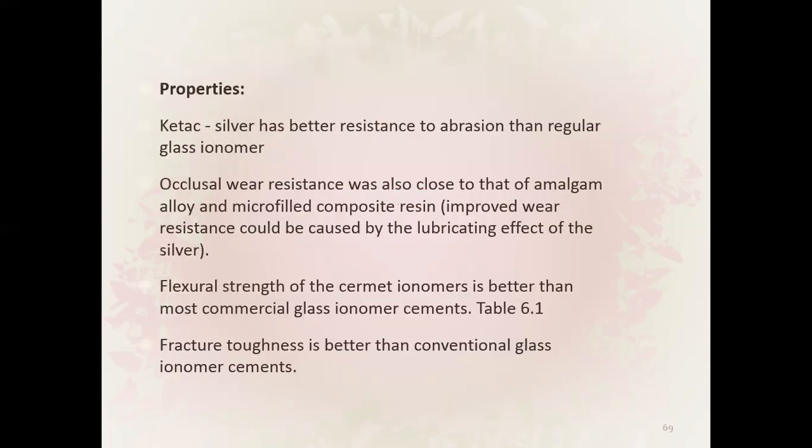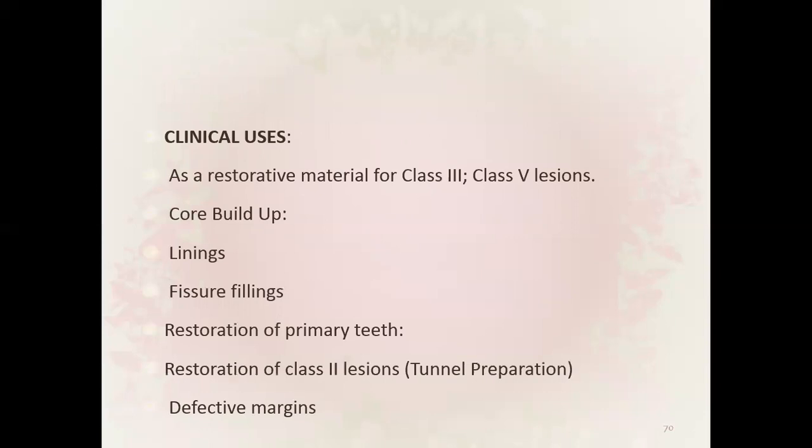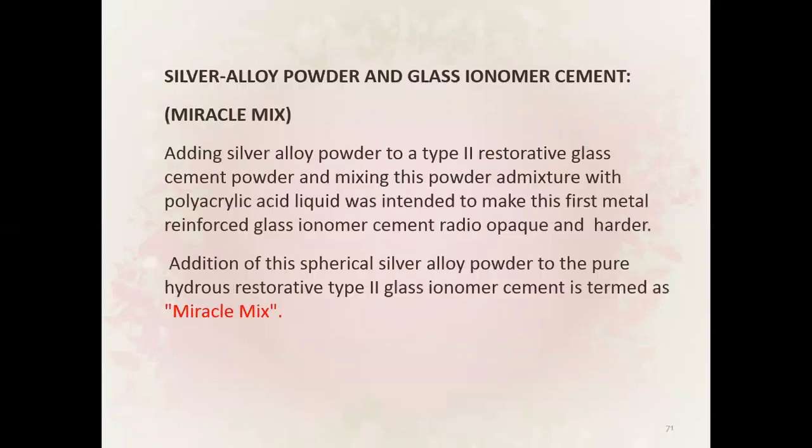In the properties, Ketac Silver has better resistance to abrasion than regular glass ionomer. Occlusal wear resistance was also close to that of amalgam alloy and microfill composite resin. Improved wear resistance could be caused by a lubricating effect of the silver. Flexural strength of the cermet ionomers is better than most commercial glass ionomer cements. Fracture toughness is better than the conventional glass ionomer cements. Clinical uses: as a restorative material for class 3 and class 5 lesions, core buildup, linings, fissure fillings, restoration of primary teeth, and restoration of class 2 lesions.